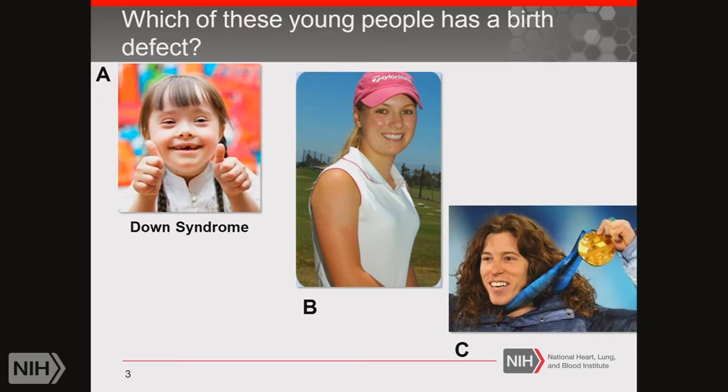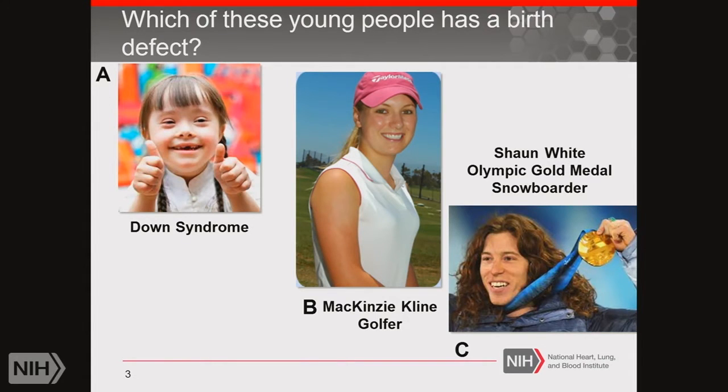All right. Well, the answer is, for those of you who didn't raise your hands, they all have a birth defect. The first child has Down syndrome. She may also have heart disease. About 50% of children with Down syndrome have heart disease.